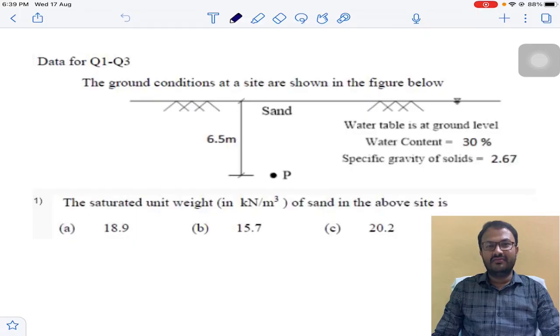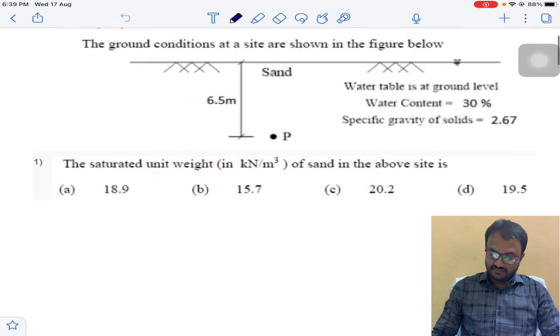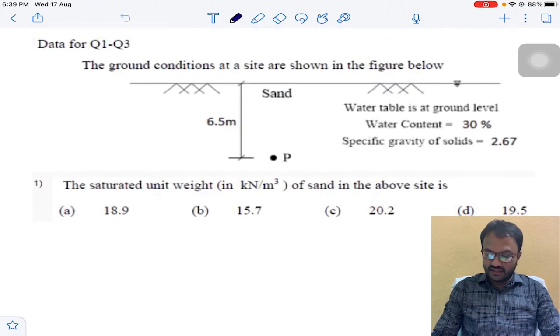Today I am going to solve the fourth assignment of Geotechnical Engineering 1 or Soil Mechanics. So the data for question number 1 and 3.